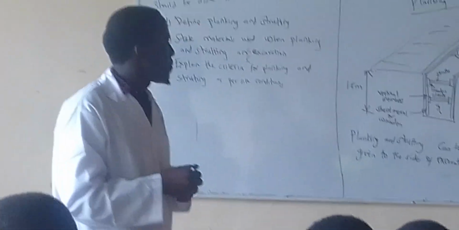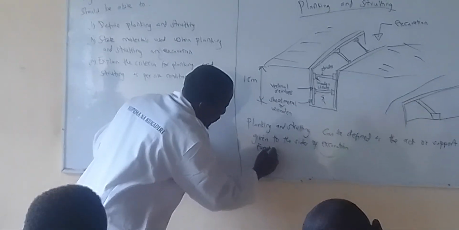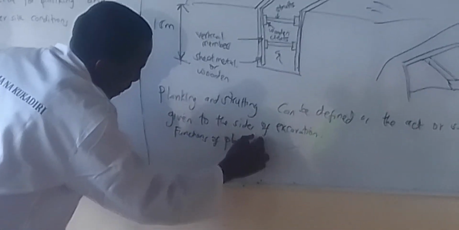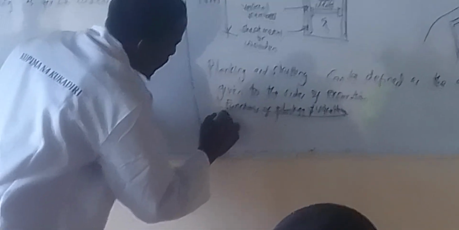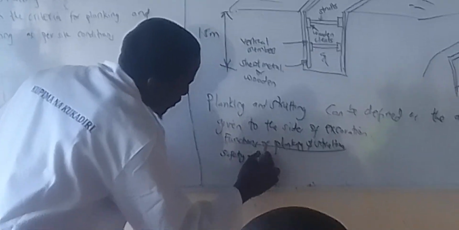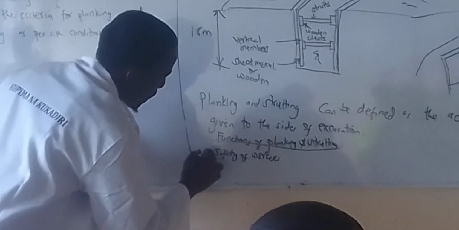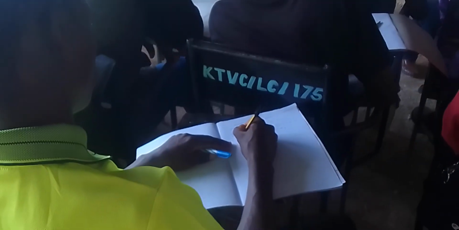So to protect them, let me write the functions of planking and strutting. One will be safety of workers. Another function is to attract. Function of planking and strutting.